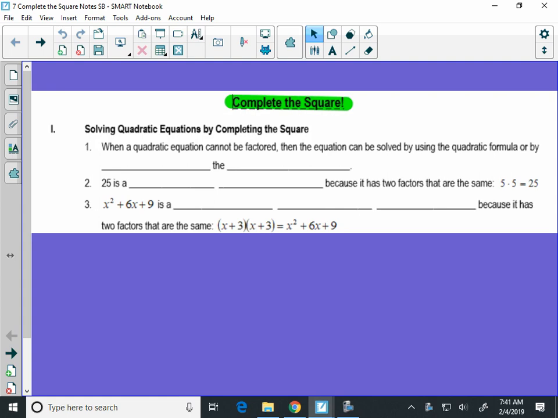Alright, so when a quadratic cannot be factored, then the quadratic can either be solved by the quadratic formula, which we did in the last lesson, or by this method of completing the square.